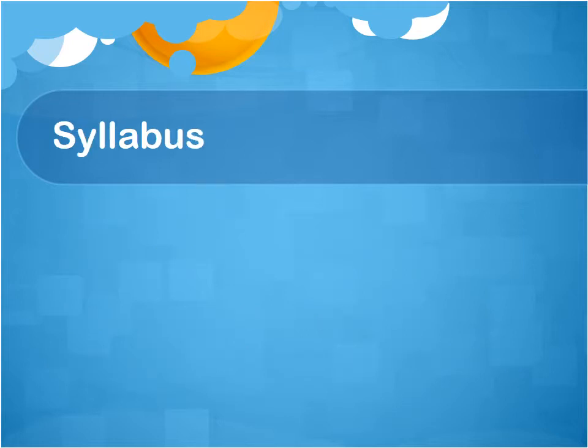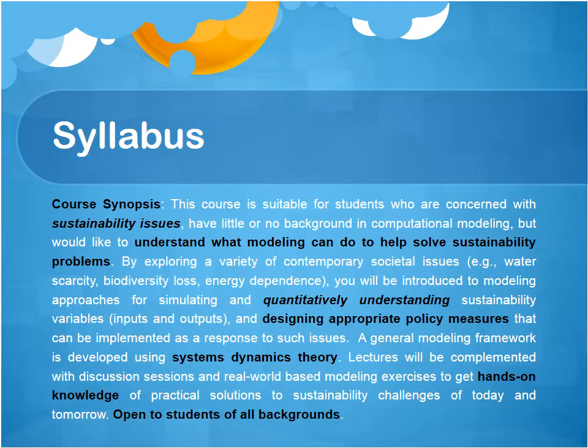Let's move on to the syllabus. The course synopsis that I put in, I hate these wordy slides, but I just wanted to capture some key words in the course synopsis that I offered in the course syllabus that was circulated earlier. Really, this class is for students who are concerned with sustainability issues. So the first interest has to be on sustainability issues. You can get a modeling class in other topics elsewhere. So this is going to be a modeling class on sustainability matters or issues.